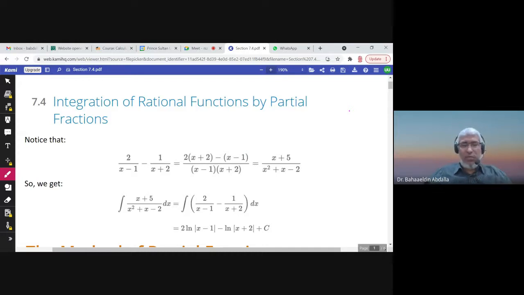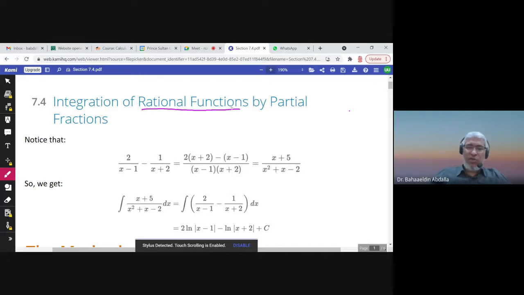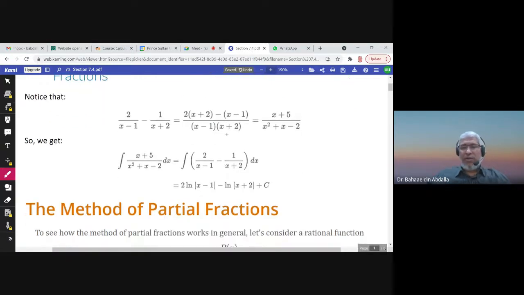This is section 7.4. We continue in techniques of integration, and this time we talk about integration of rational functions by partial fractions. So here we deal with rational functions. What is a rational function? It is a polynomial over polynomial. So for example, this is a rational function, polynomial of degree 1 over polynomial of degree 2.